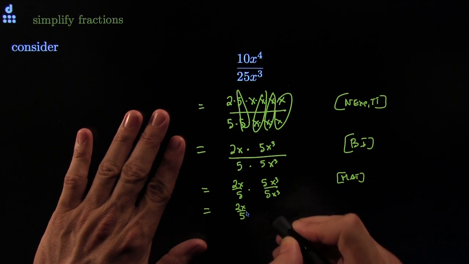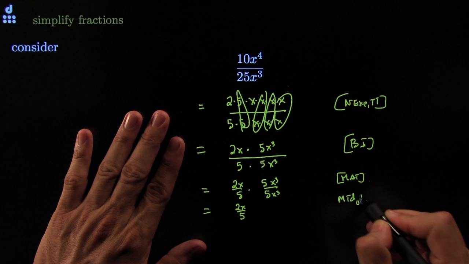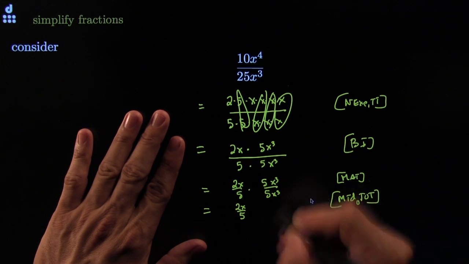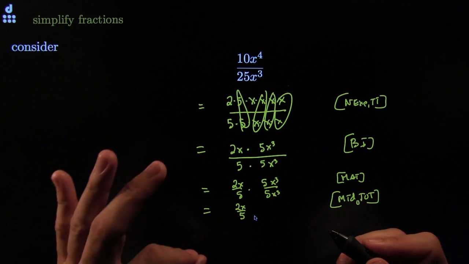And of course this gets killed because it's equal to 1, so that becomes 2x over 5 times 1. That's multiplicative identity, and prior to that it was JOT to kill that. And there we go. I've simplified the fraction elegantly.